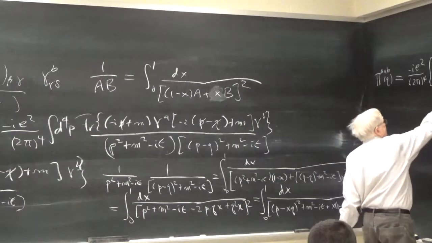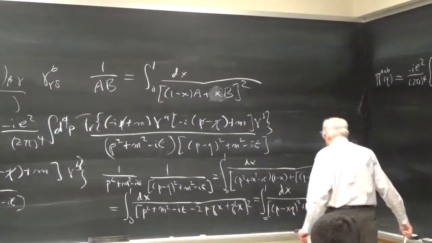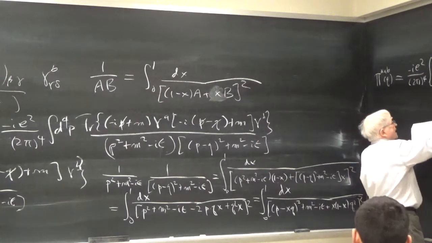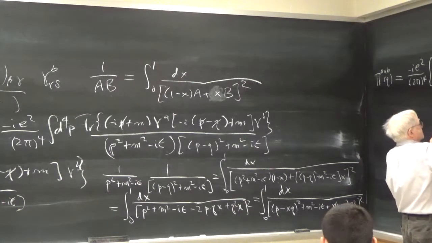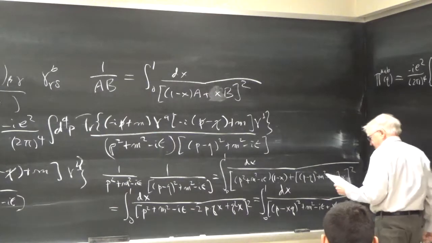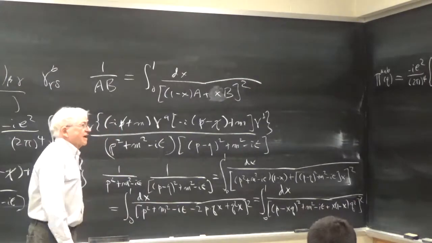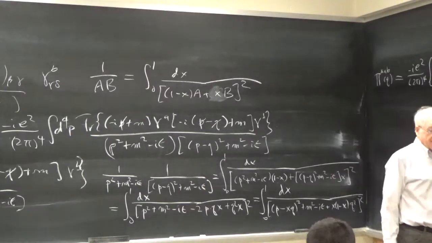And now this denominator, which is simplified, is p squared plus m squared minus i epsilon plus x(1 minus x)q squared, squared. Okay, so that's what we have to deal with. But notice we've got this crazy trace in the numerator.